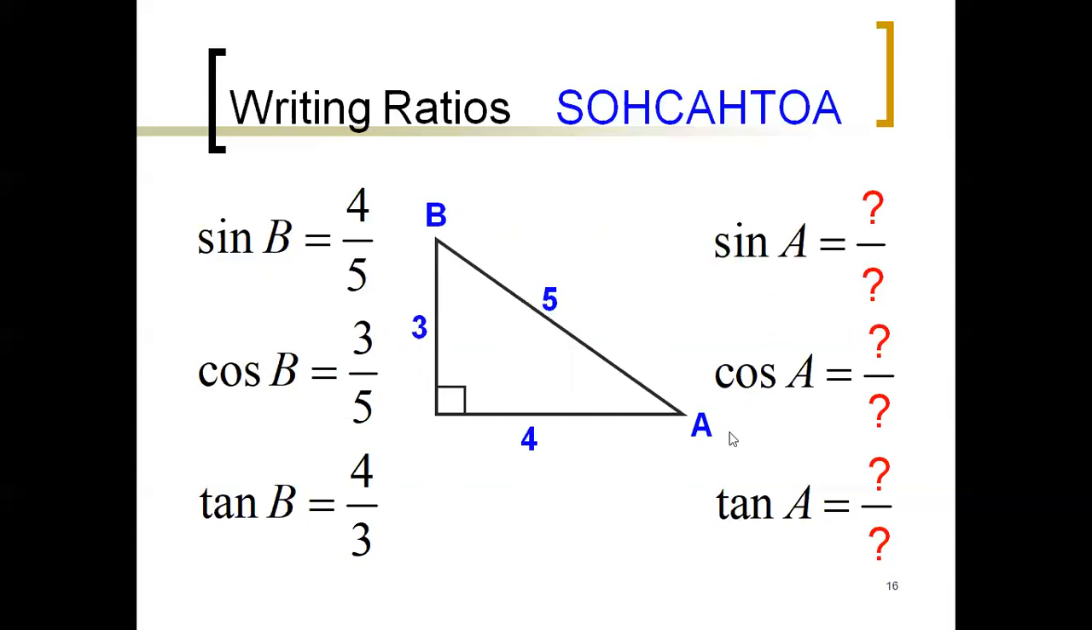What about angle A? For sin A, that is opposite over hypotenuse. So this is the angle A, opposite is 3, and the hypotenuse is 5. Therefore, sin A equals 3 over 5. Cos A is adjacent over hypotenuse. So adjacent is 4, hypotenuse is 5. Tangent A is TOA, opposite is 3, adjacent is 4. So tangent A equals 3 over 4.